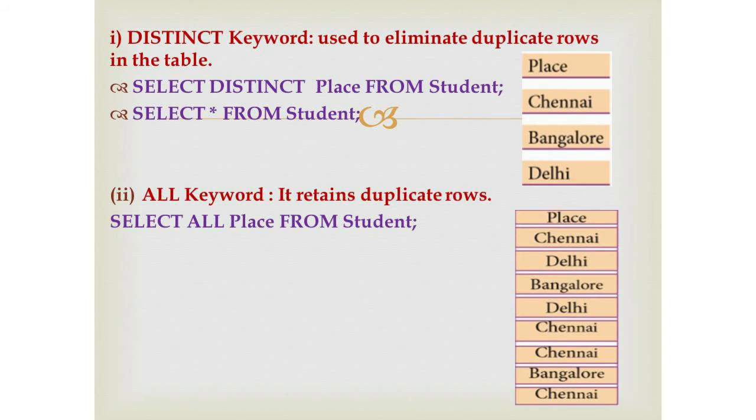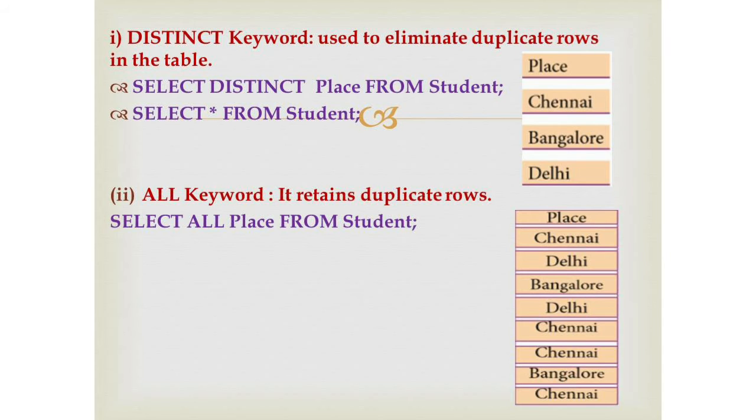Next one is the all keyword. The second keyword is the all keyword. The all keyword retains duplicate rows. This is just the opposite of the distinct keyword. It retains duplicate rows also. Don't worry about how many times a particular data is repeated, it will display it as it is in the table. It will display every row of the table without considering duplicate entries.